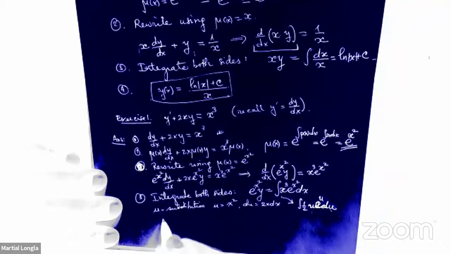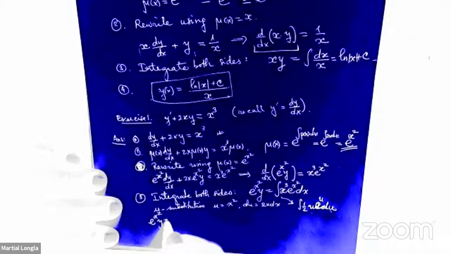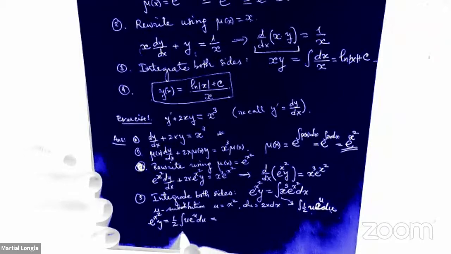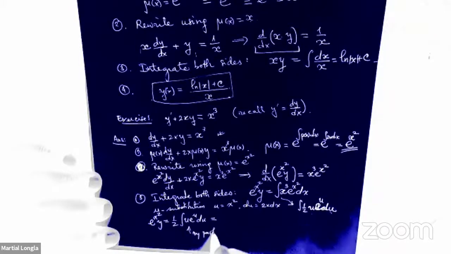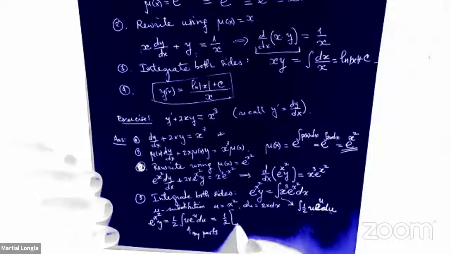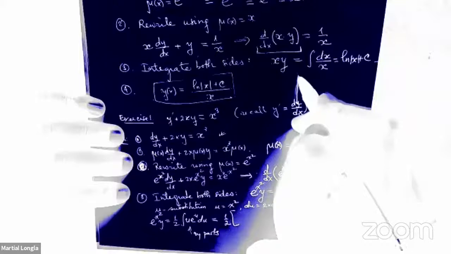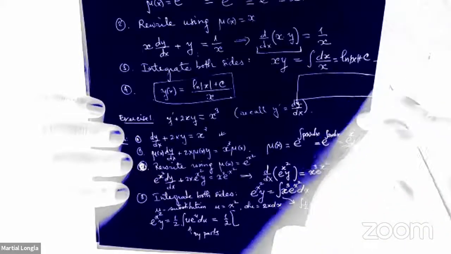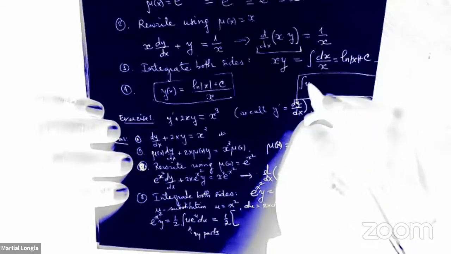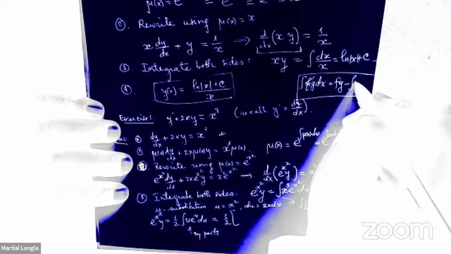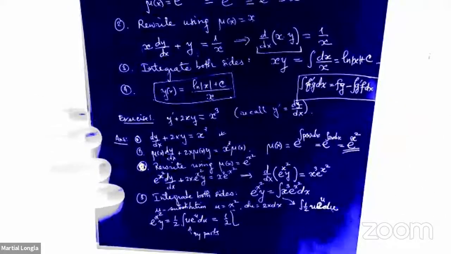Now when you get this, you can integrate using integration by parts. So you got e to the x squared y equals 1 half integral of u e to the u du. And here I say integrate by parts. Integration by parts, technically, let me put that up here. Integral of f prime g dx equals f g minus integral of g prime f dx. That's what we call integration by parts.